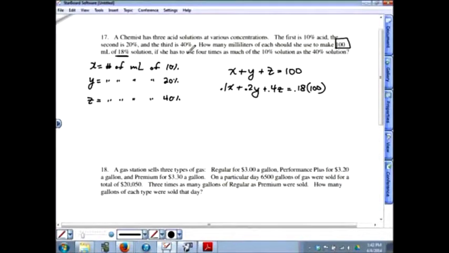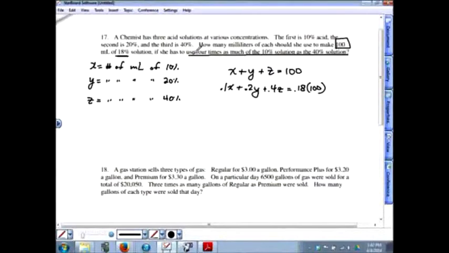Now, this one right here, if she has to use 4 times as much of the 10% solution as the 40% solution, so she's using more of x than she is of z. She's using 4 times as much of the 10%.